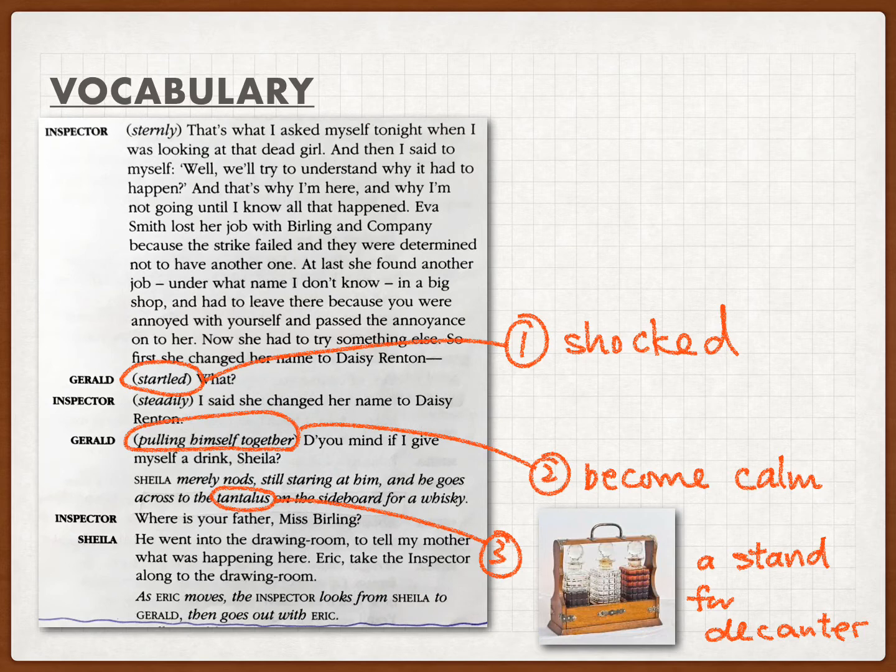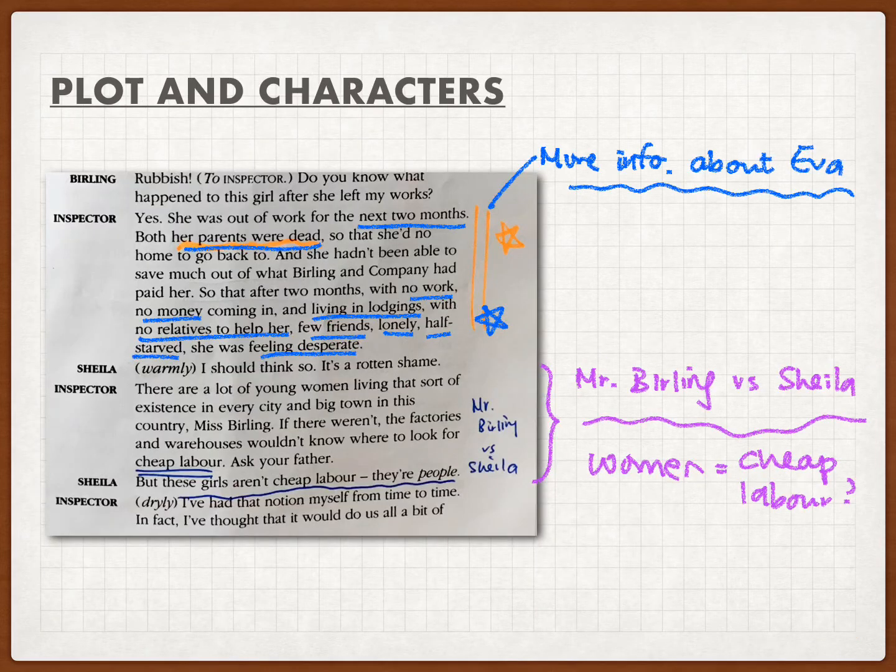So these are all the difficult words on pages 19 to 25. And now let's take a look at the plot. So here comes the part where the inspector started questioning Sheila. And let's see what happened after Mr. Brown fired Eva. From the description of the inspector, we've learned that for the next two months she was out of work after Mr. Birling fired Eva. That was the end of September. So October, November, Eva had no job. And because her parents were both dead, and she had no home to go back to in the countryside, she just had to stay in this town, Brumley.